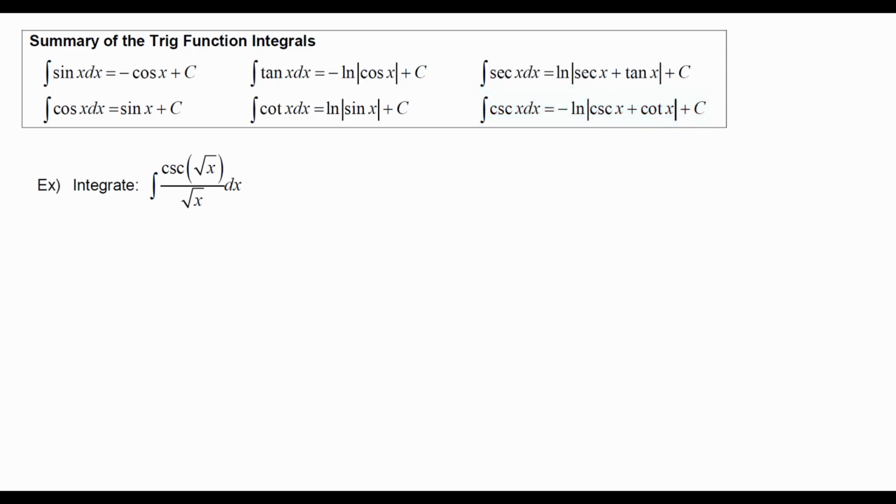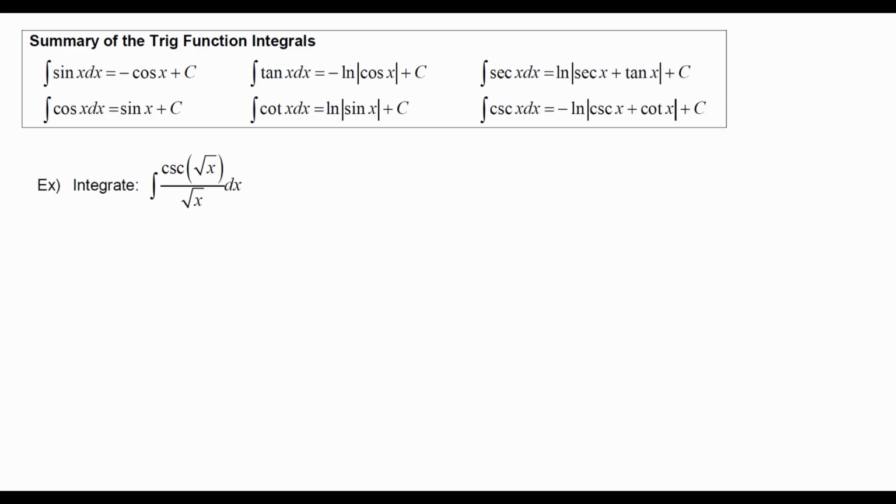Alright, so let's do an example. Integrate the integral of cosecant of square root of x over square root of x dx. And you can see the derivative of square root of x is not cosecant of square root of x. So my u is not going to be the denominator. Instead, you look at the numerator this time, because typically we do u-sub for a composition of functions. Now I have a cosecant of square root of x. So this is clearly a composition of functions. Outer function is cosecant, inner function is square root of x.